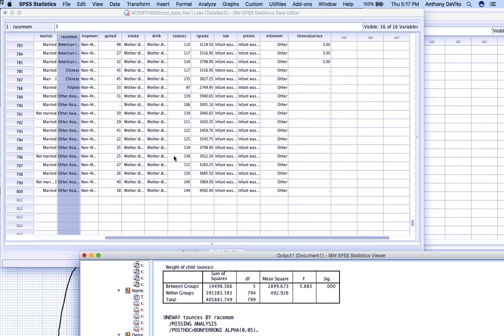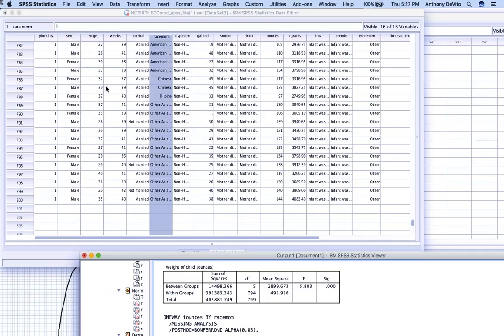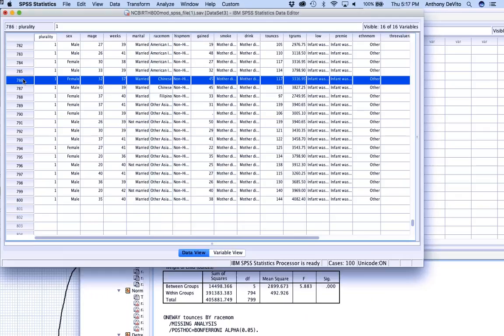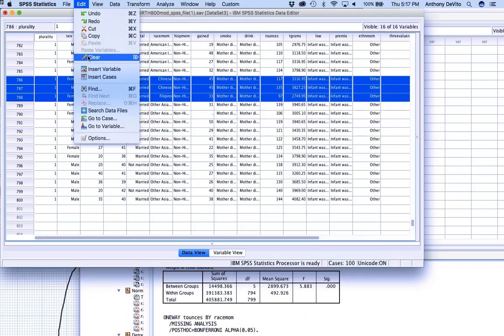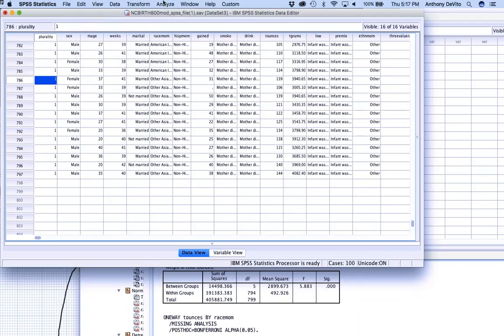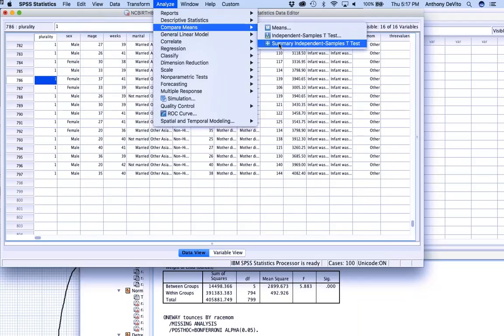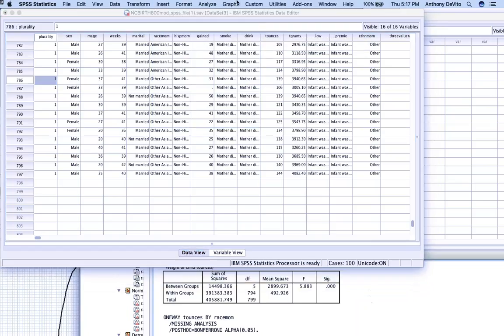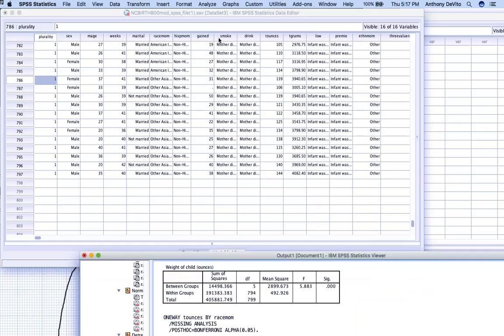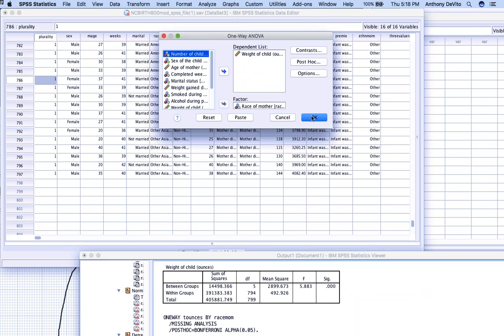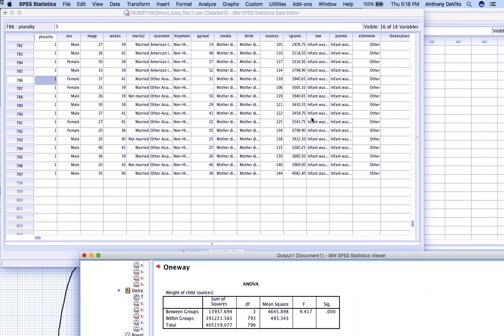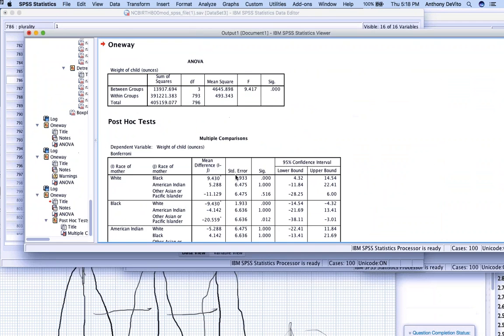Other Pacific Islander. Yeah, I see Chinese and Filipino. So I'm going to get rid of those 2. Okay, now I'm going to try it again. Oh, I got it on the output page. Like I said, there's a bug in here. I don't know why it does that. Compare means, analysis of variance. Okay, I'm going to try this again. Cross my fingers. Oh, and it worked this time.